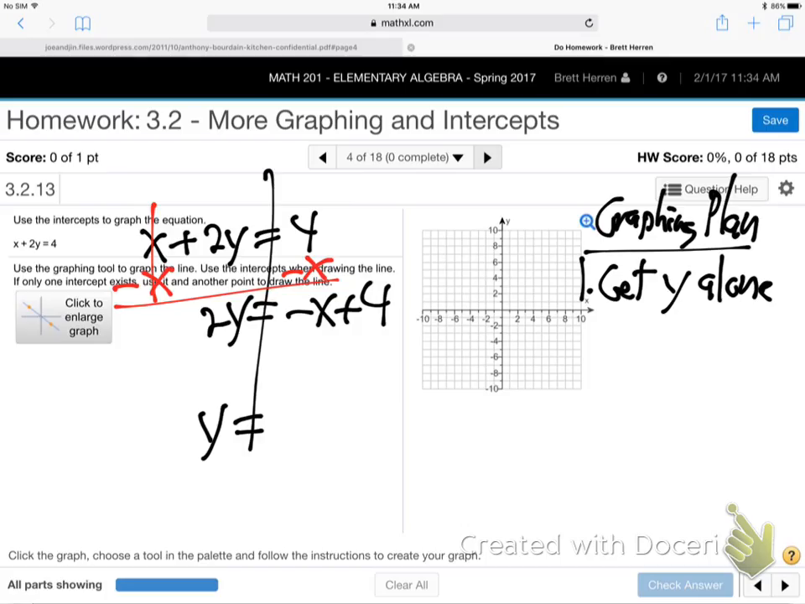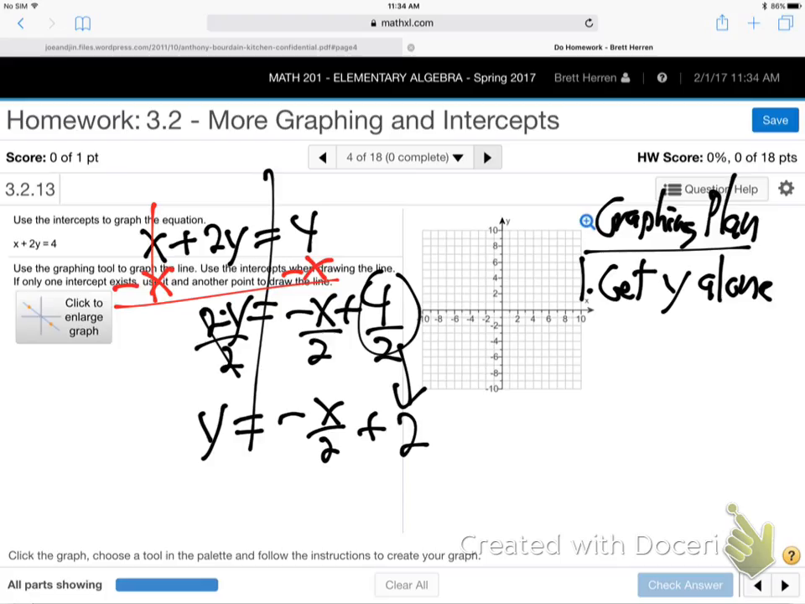Last step is always divide, because this is 2 times the y. I've got to divide. You'd always divide by the identical twin. Same sign, same everything, right? Divide through by 2. This cancels. What do you get? Negative x over 2. And then 4 over 2. What's 4 over 2? Just 2. We good to there? We all happy? Extremely happy with that so far? So that's the first step.